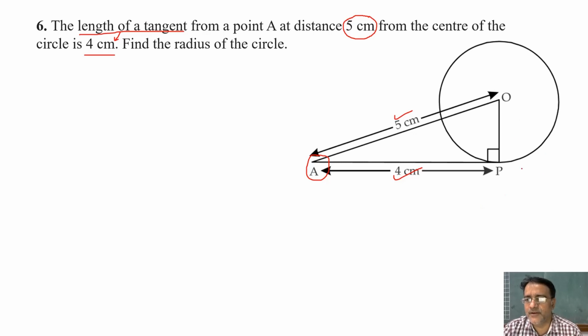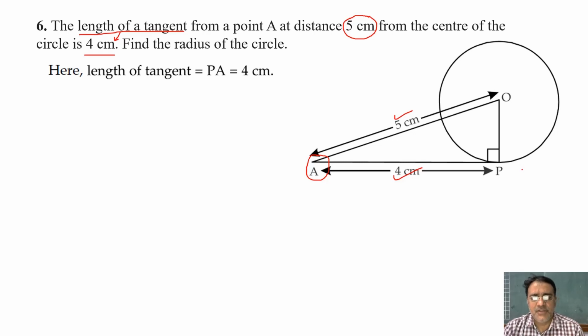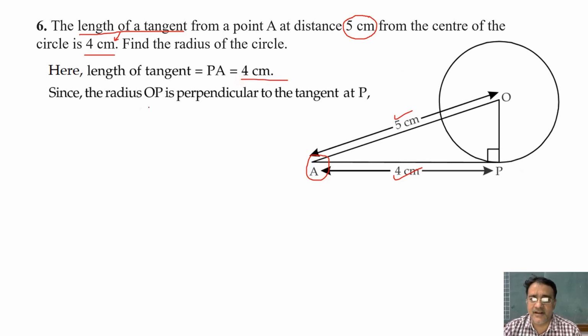Now we need to find OP. For that also we have to take the help of theorem number 10.1, that is, tangent is perpendicular to the radius through the point of contact. So length of the tangent PA is equal to 4 centimeter. Since the radius OP is perpendicular to the tangent at P, therefore angle OPA is equal to 90 degrees.